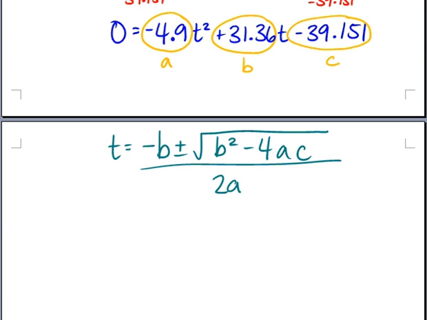But let's go and plug the numbers in. So t equals, here it's negative b, so it's going to be a negative 31.36. And I do want to point out that if this b term up here had actually been negative to start with, then we'd have negative negative 31.36, and it would actually turn into a positive. So do watch your plus or minus signs when you decide what your a, b, and c are. So that's plus or minus the square root of b squared, which is 31.36 squared.